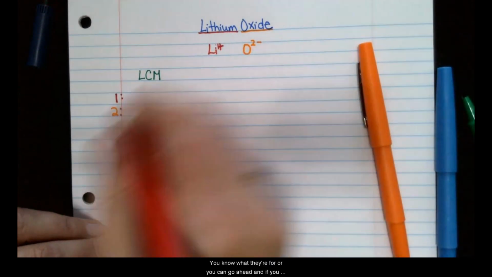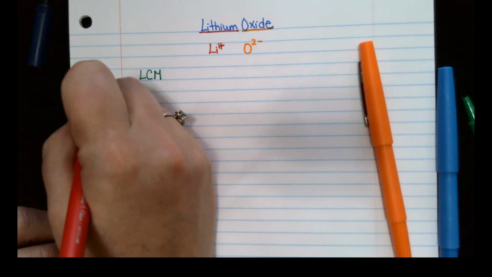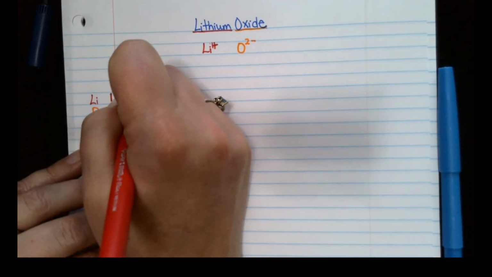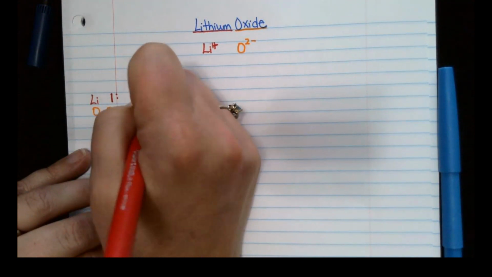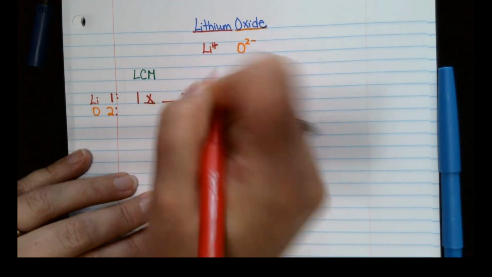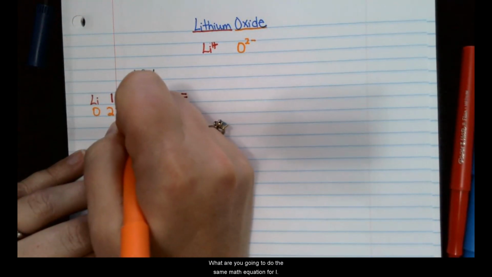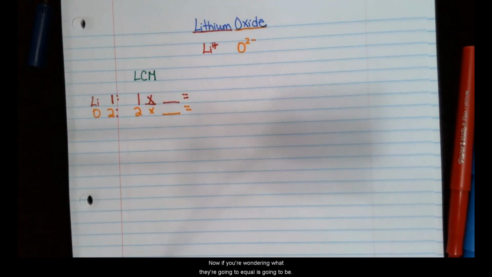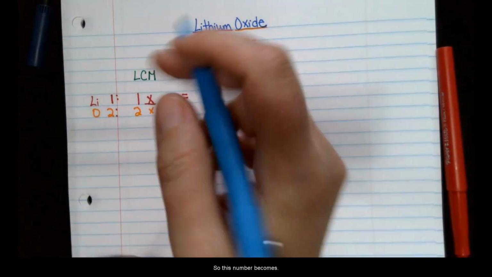And then you know what they're for, or you can go ahead and, if you want, write Li and O out here sometimes this way. So Li is 1. So you're going to make a math equation. You're going to go 1 times my subscript equals. I'm going to do the same math equation for O. 2 times my subscript equals. Now, if you're wondering what they're going to equal, it's going to be the smallest whole number that they can both go into. So for 1 and 2, that whole number is 2 because you don't want fractions. So this number becomes 2.